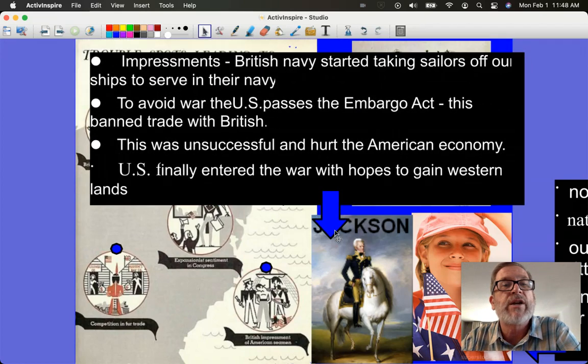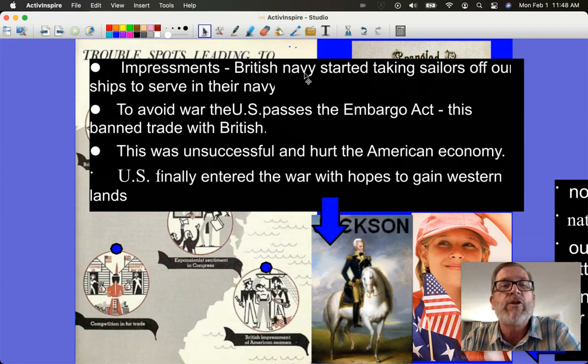So if you look at some notes here, again, I've defined impressment for you. The British Navy started taking soldiers off our ships to serve in the Navy. To avoid war, the US passes something called the Embargo Act. So we don't want to go to war with Britain. We don't want to go with anybody. So we just say, okay, if you're not going to stop impressing our sailors, we're going to stop buying British goods from you. But this was really unsuccessful because a lot of business was still tied to Britain, and it actually ended up hurting our economy a lot. So ultimately, we ended up having to enter a war with them.